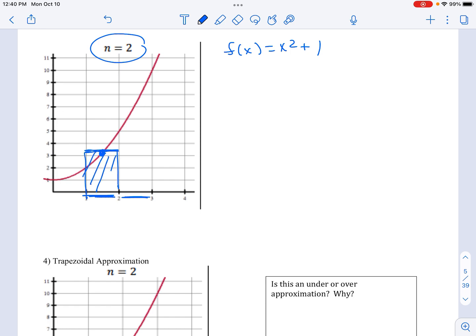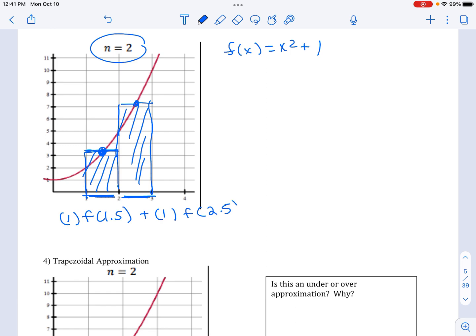So there's my first rectangle. So notice the width of the rectangle is 1, but the y value is going to be f of 1.5. It's in the middle of 1 and 2. Second one, same thing. I want to hit it in the middle and go straight across. There's my second rectangle. Width is still 1, and this one would be f of 2.5. And if you punch these out, I believe this is 3.25, this is 7.25.